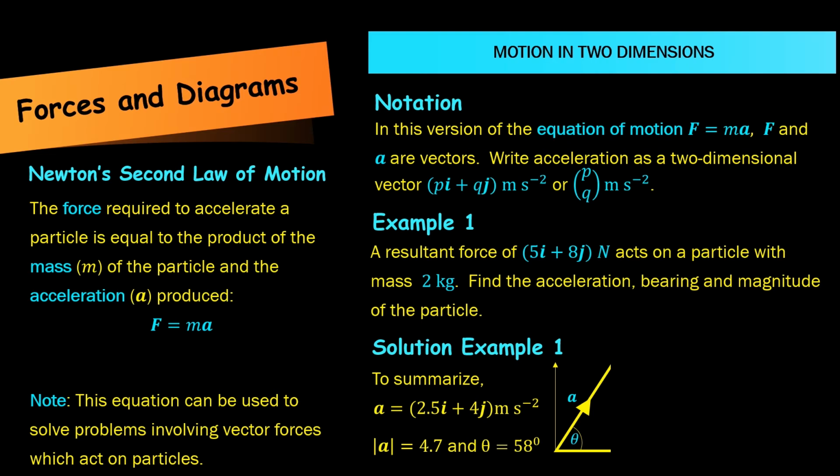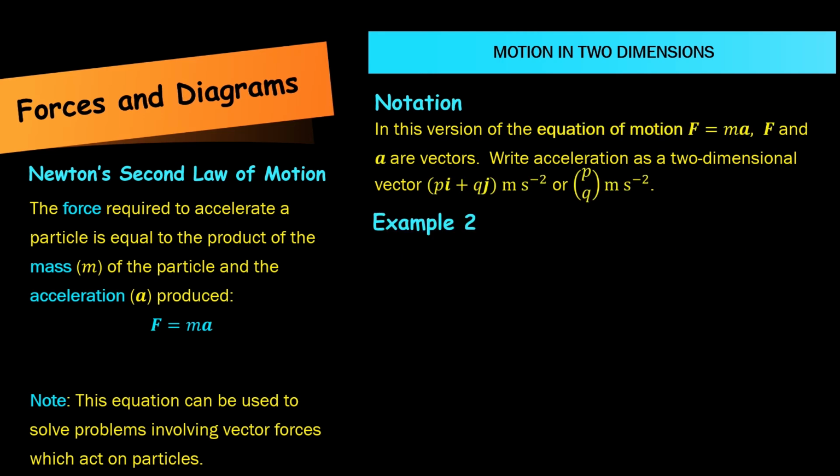So here's a summary of the key points. The bearing is therefore going to be 90 degrees minus 58 degrees, which is equal to 32 degrees.